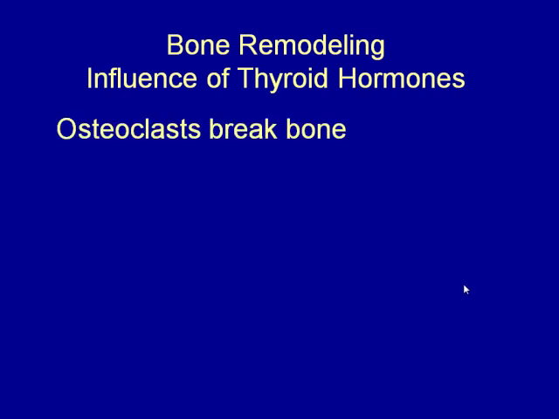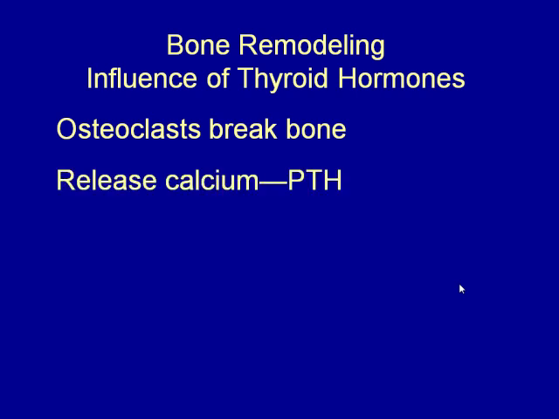Now, the thyroid and parathyroid hormones influence the shaping of the bone. Osteoclasts break bone. And when they break down matrix, they release calcium into the bloodstream. Now, our bones are a reservoir for calcium, and calcium is necessary for muscle activity and for blood clotting and some other things. So it's important that we keep our calcium levels pretty steady in our blood. And parathyroid hormone, secreted by the parathyroid gland, is what stimulates osteoclast activity. Parathyroid hormone is secreted when blood calcium levels are low.